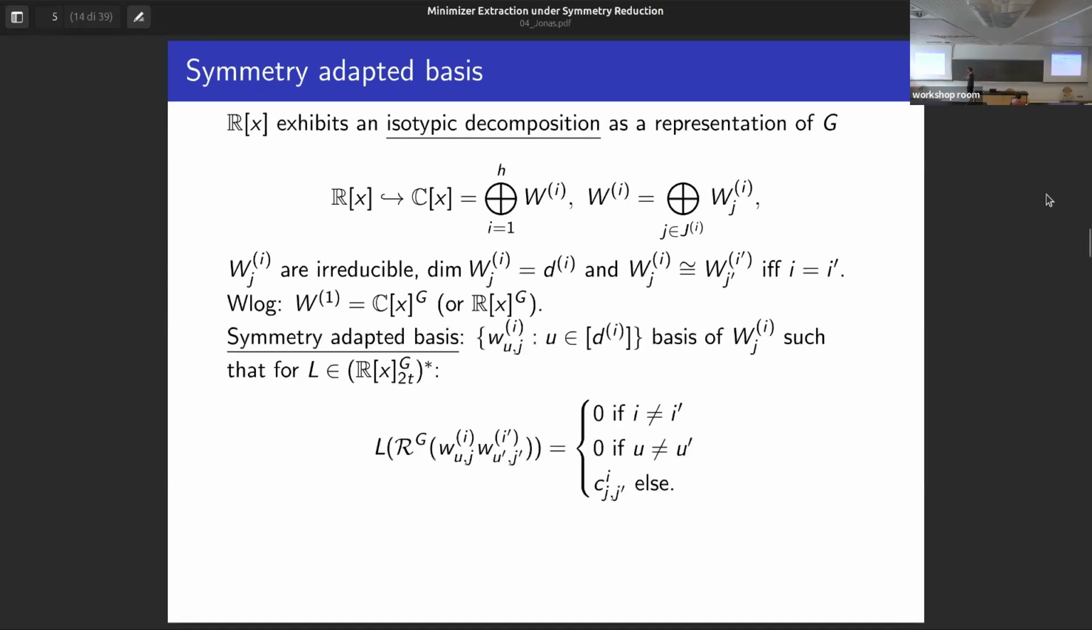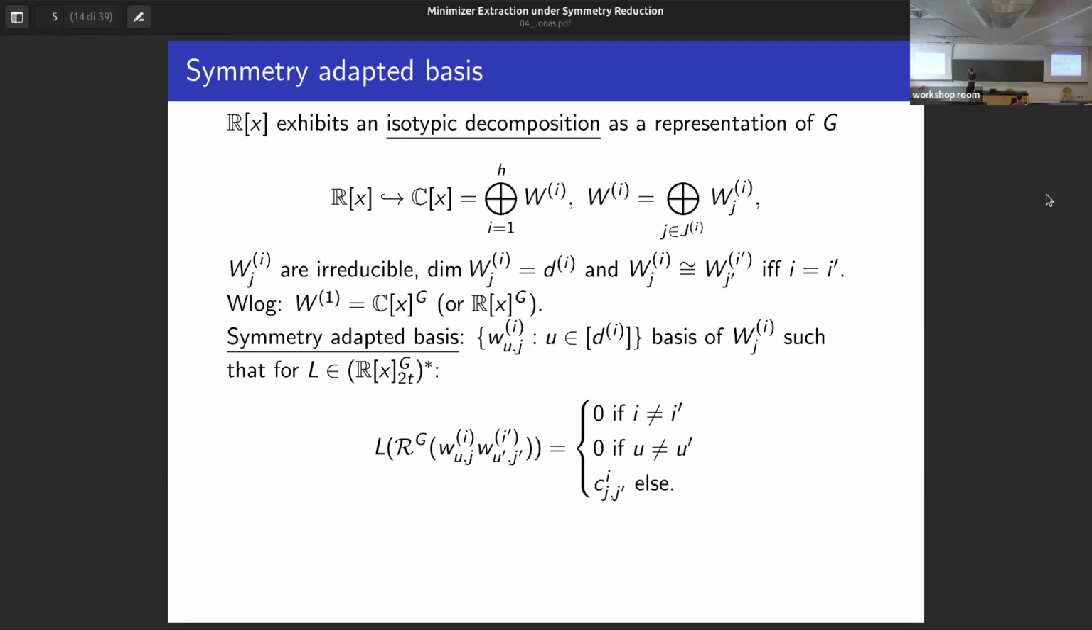Okay, and then now comes maybe the step which is a bit heavy, which is that you can in fact construct a so-called symmetry adapted basis for all these Wij. So we want a basis for the vector space Wij, so we need a third parameter which runs through the dimension of the vector space. And then this is going to be the elements with which we want to index our moment matrix.